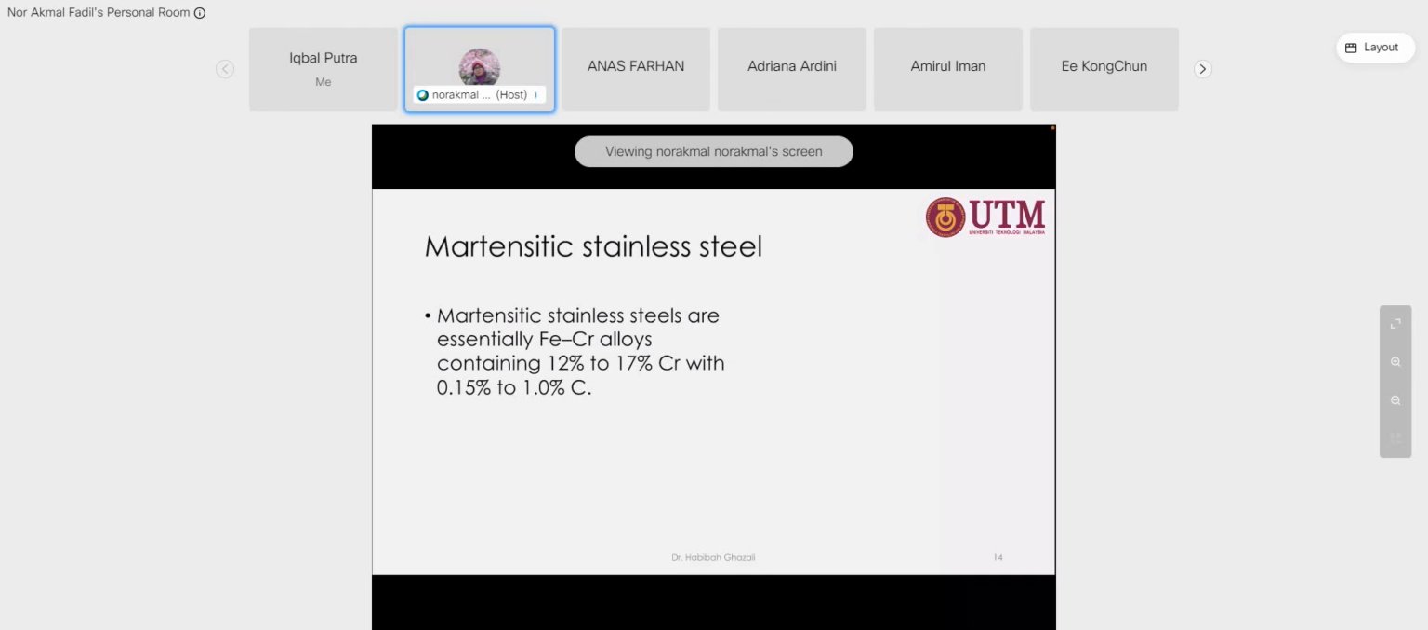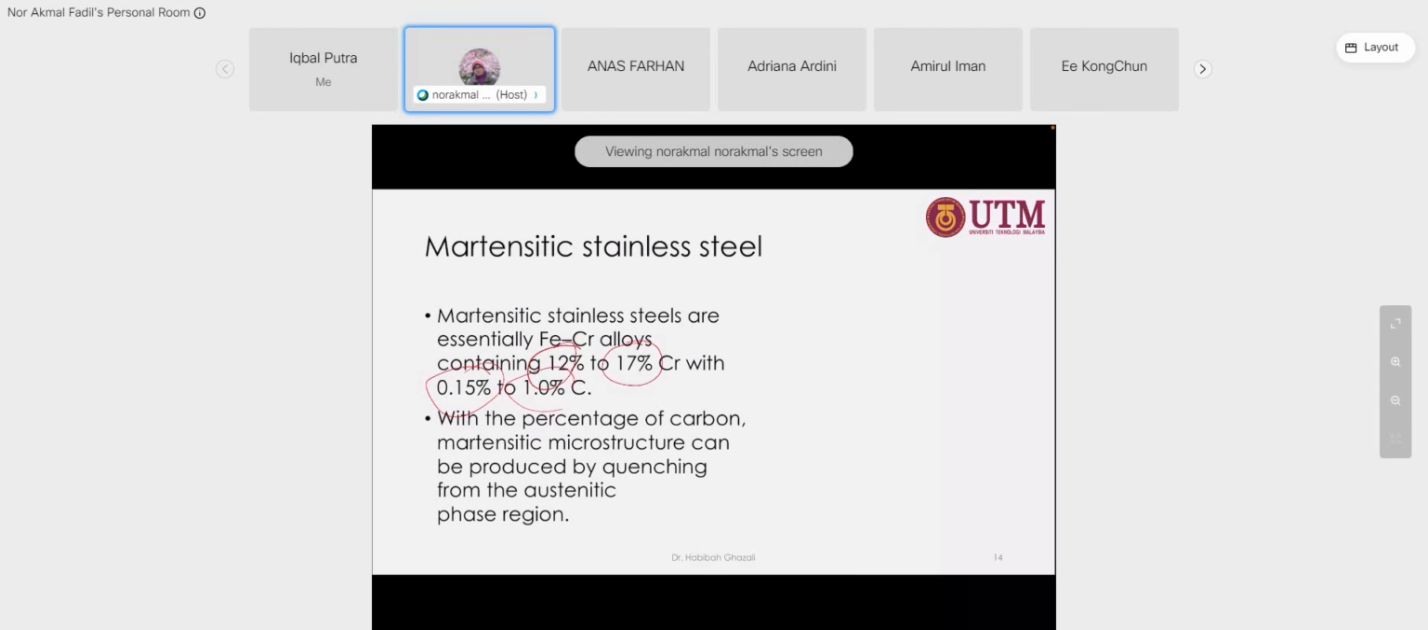Martensitic stainless steels are essentially iron-carbon alloys containing between 12 and 17 percent chromium, with carbon content between 0.15 and 1%. A martensitic microstructure can be produced by quenching from the austenitic phase region. So it is up to 1% carbon.